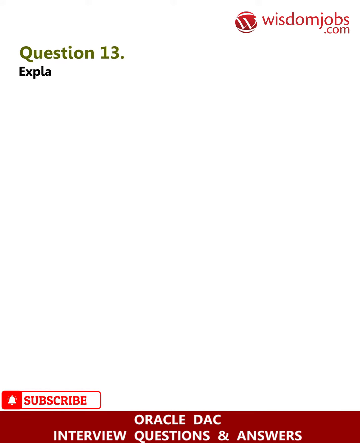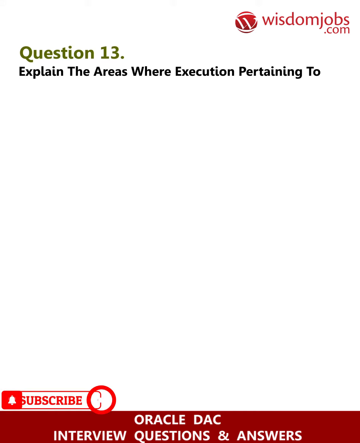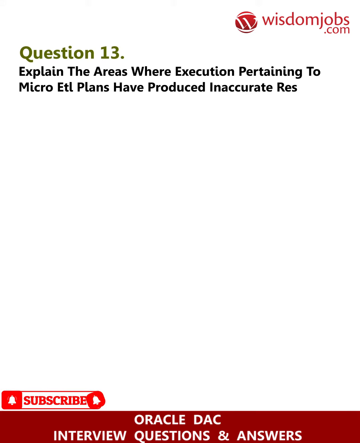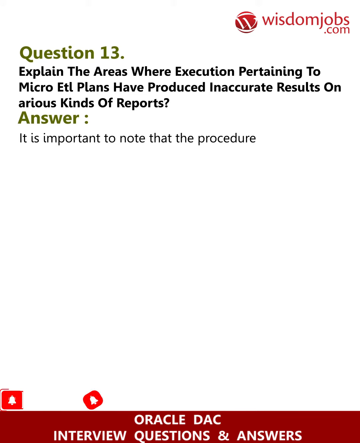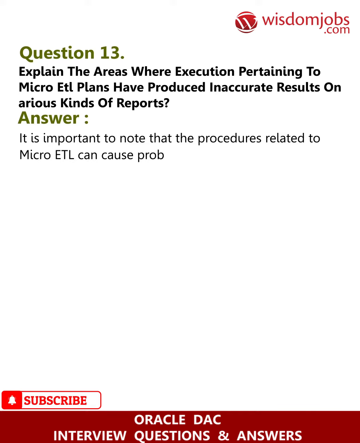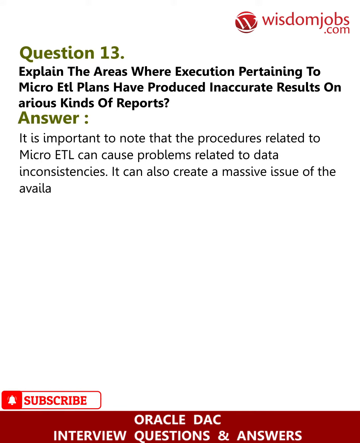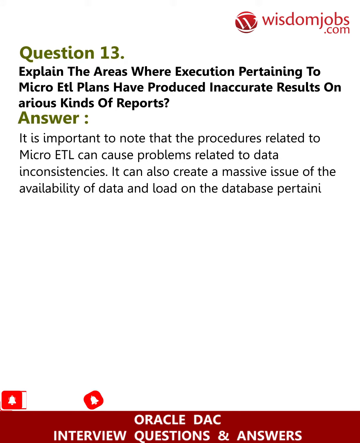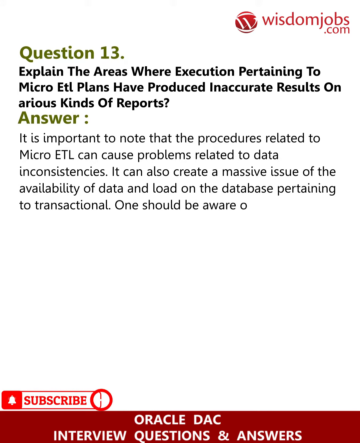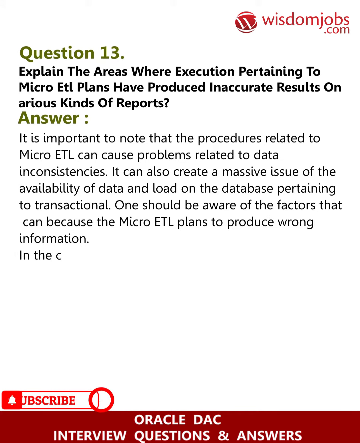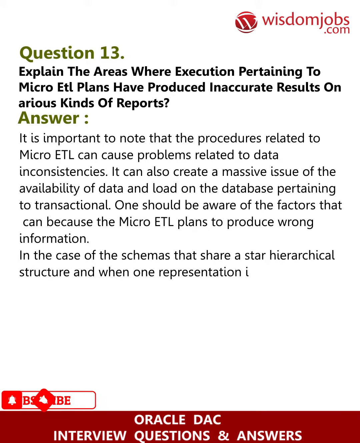Question 13. Explain the areas where execution pertaining to micro-ETL plans have produced inaccurate results on various kinds of reports. Answer. It is important to note that the procedures related to micro-ETL can cause problems related to data inconsistencies. It can also create a massive issue of the availability of data and load on the database pertaining to transactional. One should be aware of the factors that can cause the micro-ETL plans to produce wrong information. In the case of the schemas that share a star hierarchical structure and when one representation is deleted from an assessment plan, the assignments can be inaccurate.